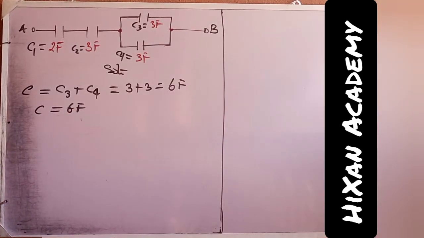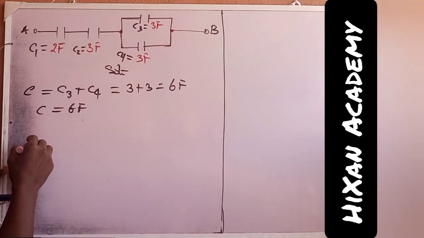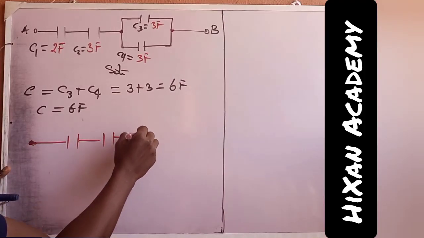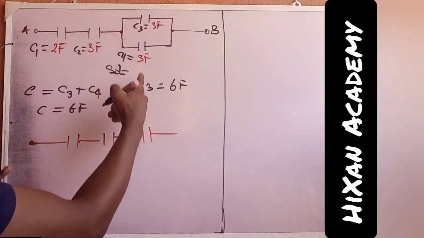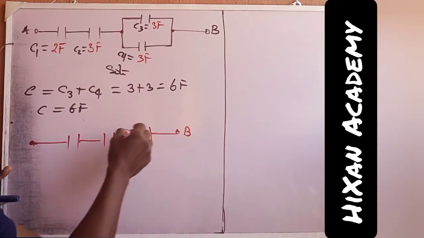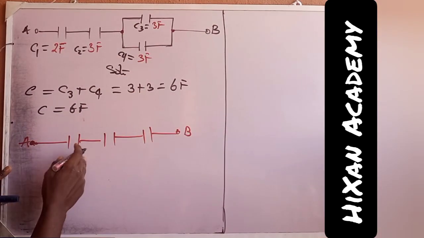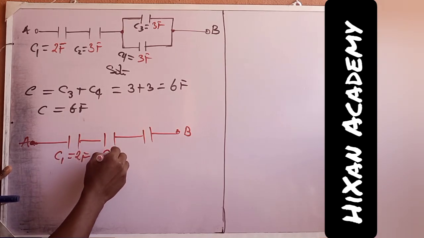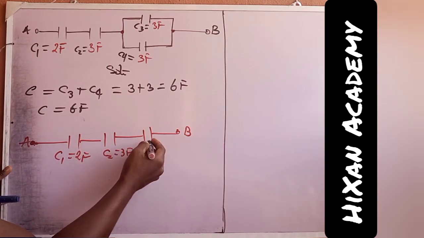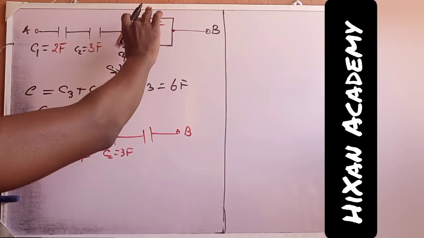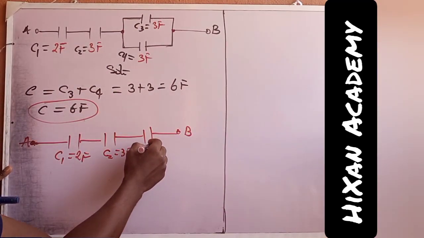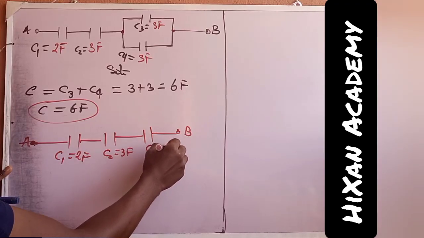Now I'm going to redraw the diagram for this circuit, and that will be for C1, for C2, then for the effective value of C3 and C4. This is A to B. So this is our C1, which is 2 farad. This is our C2, which is 3 farad. And this is the resultant or the effective value of C3 and C4, which I have gotten to be 6 farad. So that is C, which is 6 farad.